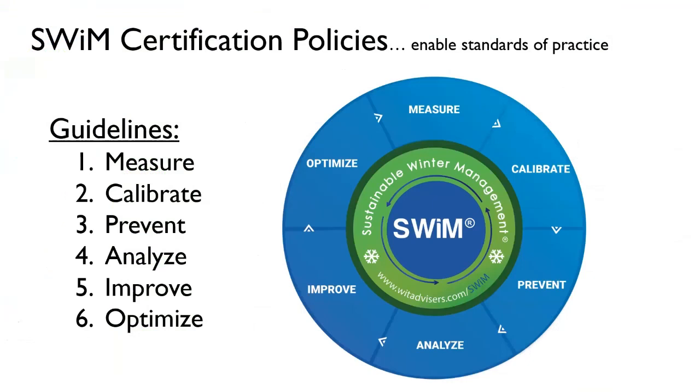But to simplify it, it really boils down to these 6 primary standards of policy that enable standards of practice, which are measuring, calibration, prevention, and a lot goes into each one of these categories. So that's what I call the first phase of jumping into SWIM, to then be able to analyze, improve, and optimize your operations and your outputs.